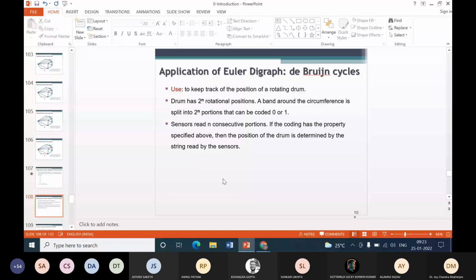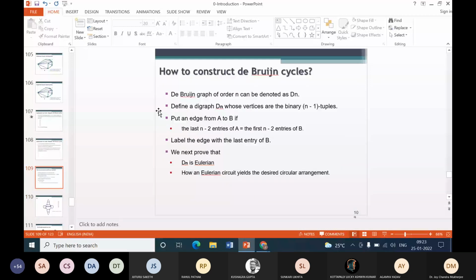So how to construct De Bruijn cycle? So the De Bruijn cycle graph, n is the number of bits. If n is 3, then it is D3. Okay, for D3 we will have a graph. We will show how De Bruijn graph looks like.